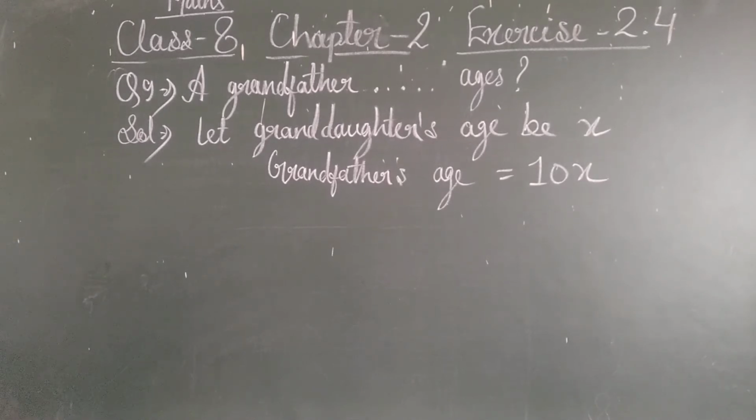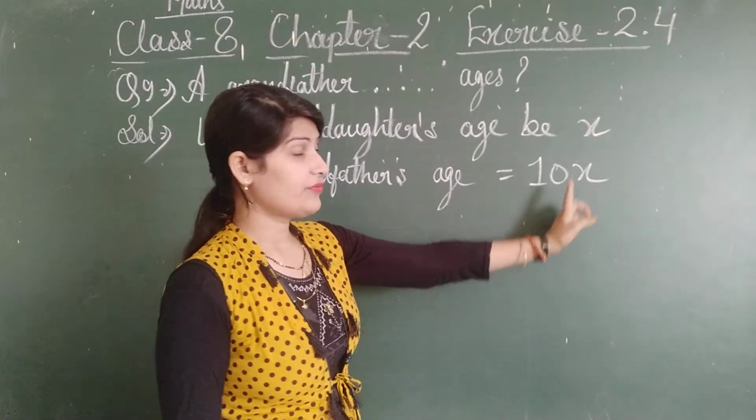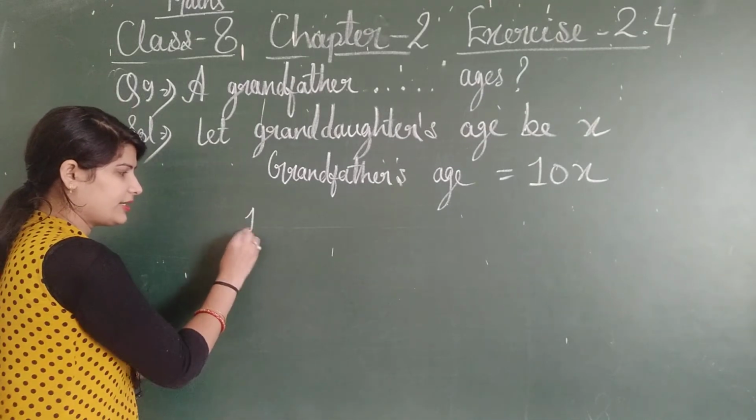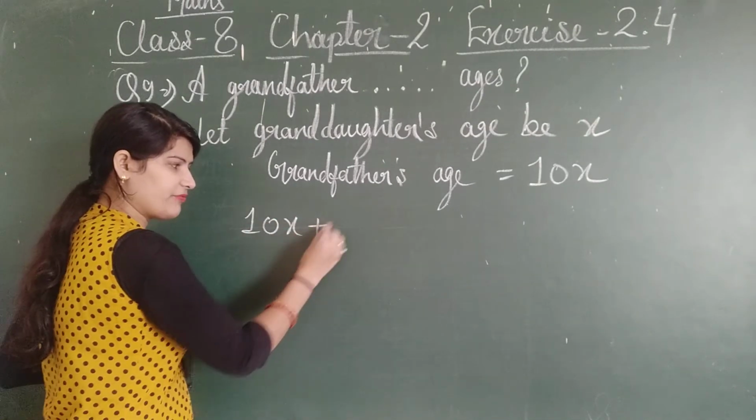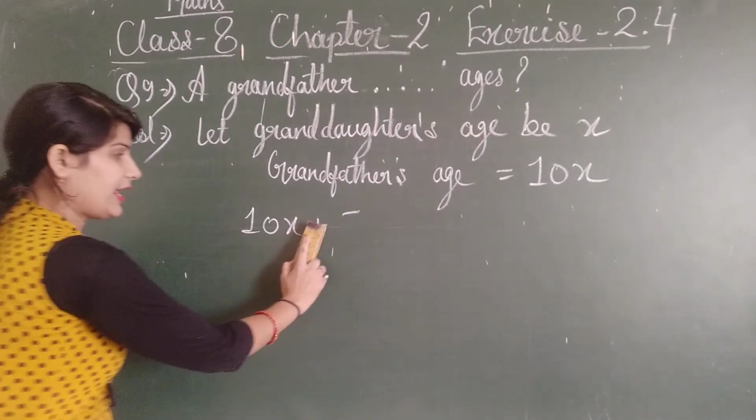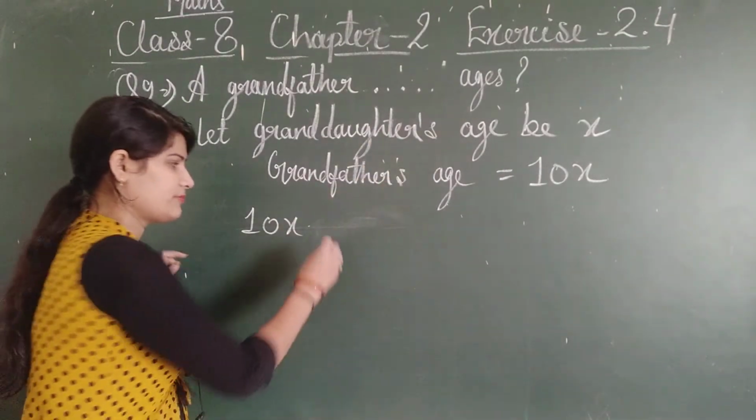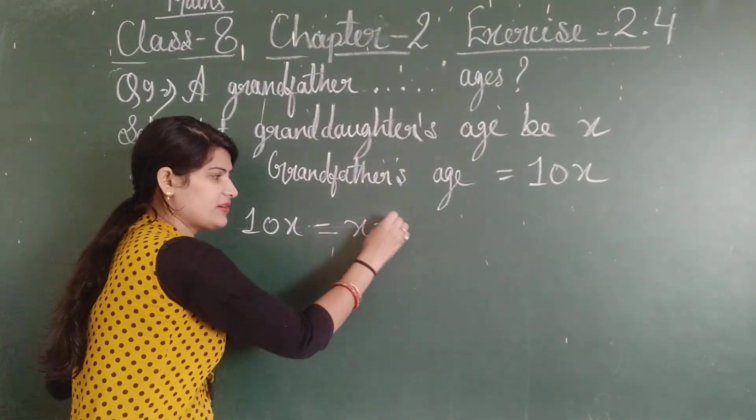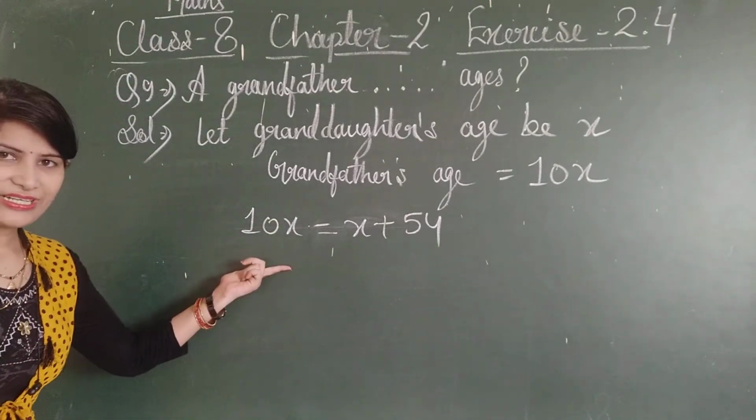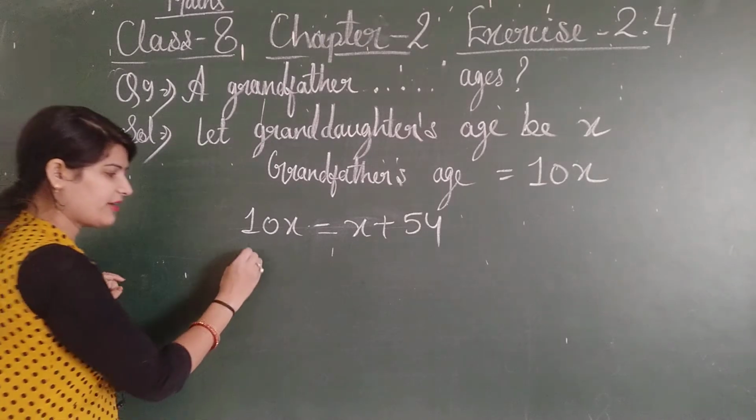the grandfather is also 54 years older than her. That means 54 older than her. So according to the question, simple, 10x plus 54. No, don't write like this. Okay, 10x is the grandfather's age, and the granddaughter's age is x, so x plus 54 equals the grandfather's age. Okay, now what do we have to do? Simple.